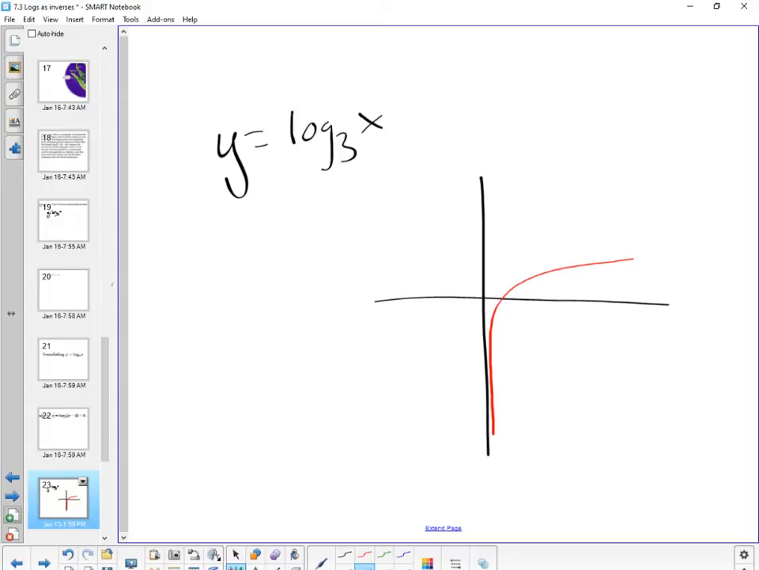This is always going to cross the point 1 comma 0. So that point right there is 1 comma 0. Just like the exponent always crossed 0 comma 1. Remember that it gets flipped? Okay? So let's talk about some stuff here.